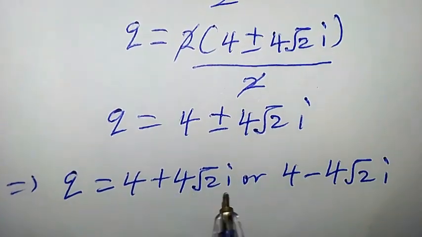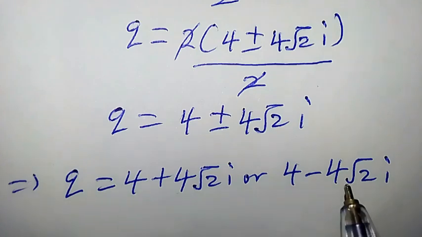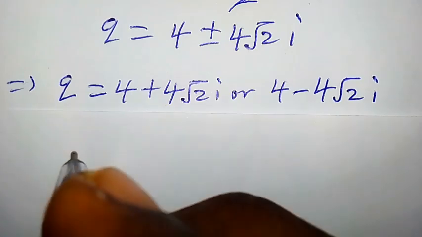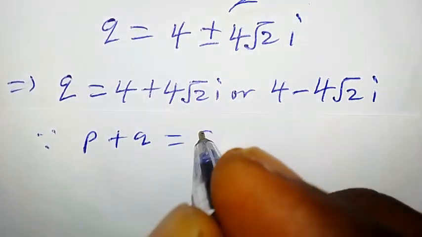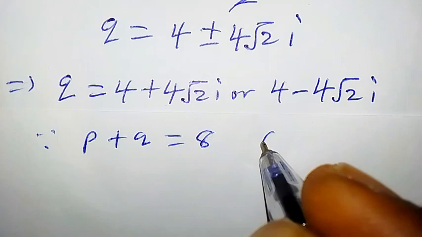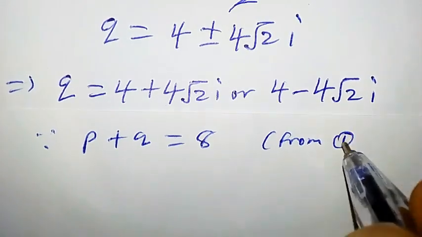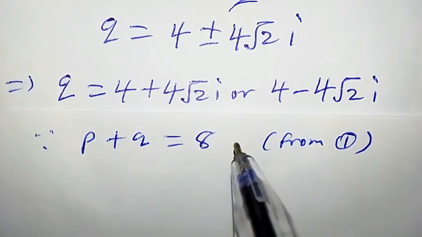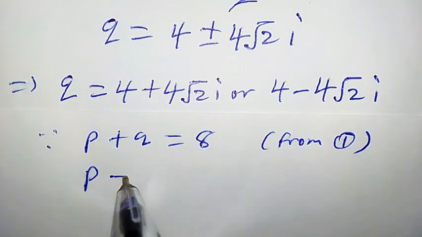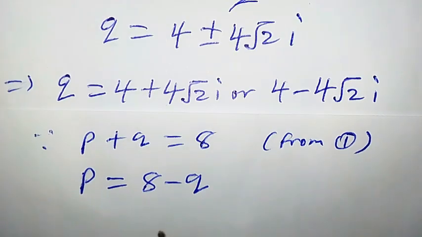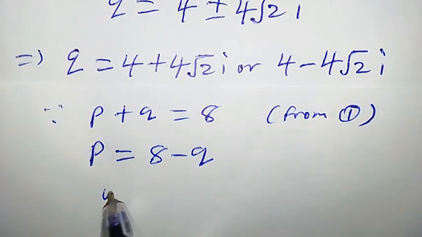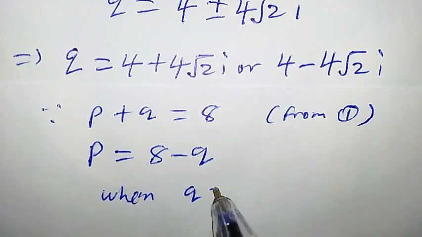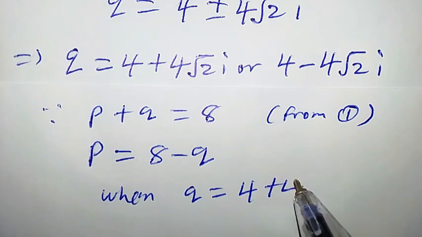Thus, we have two values for Q. We can use each of these to get the other values for P. So let's do that. Let us continue since P plus Q equal to 8. This comes from equation 1. If we transfer this to the right, we're going to have P equal to 8 minus Q. Now, let's consider when Q equal to 4 plus 4 root 2I.